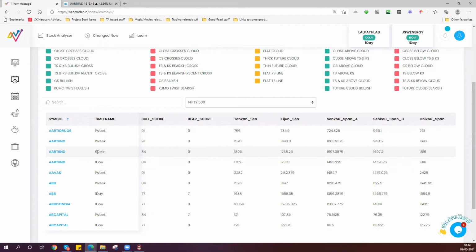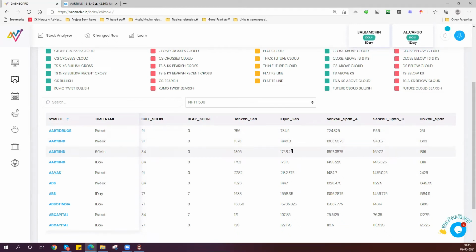So in the 60-minute, if you look, the current price is about 1816. Now the Tenkan Sen is at about 1805, so that can be a buy point. And the Kijun Sen is at 1768, so that can also be a buy point. Now this will keep increasing as the prices go up.